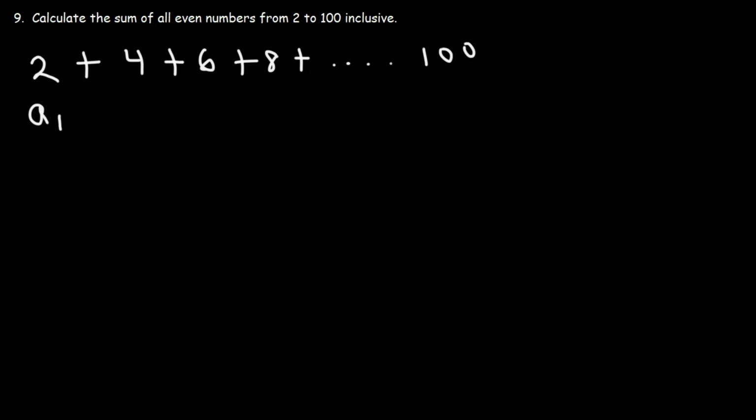So we have the first term, 2. The second term is 4. The third term is 6. 100 is likely to be the 50th term, but let's confirm it. So what we need to do is calculate n and make sure it's 50 and not 49 or 51. So we're going to use this equation to calculate the value of n.